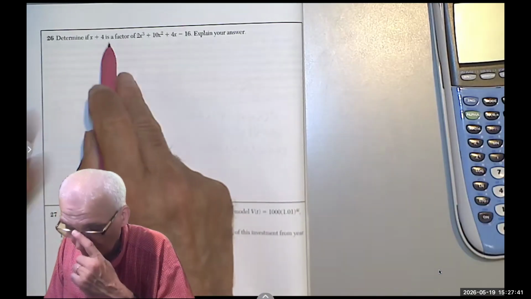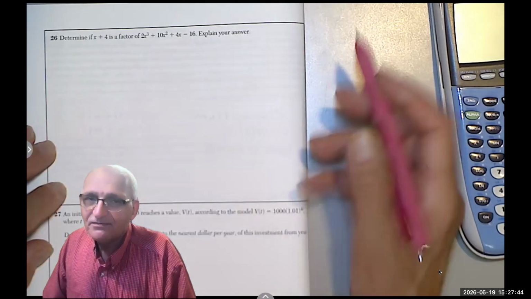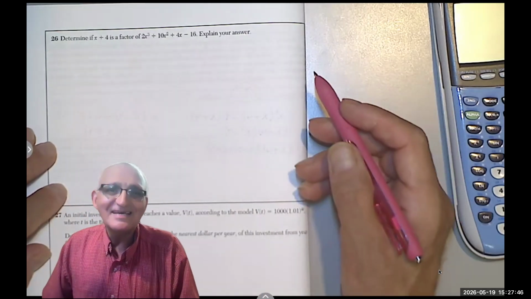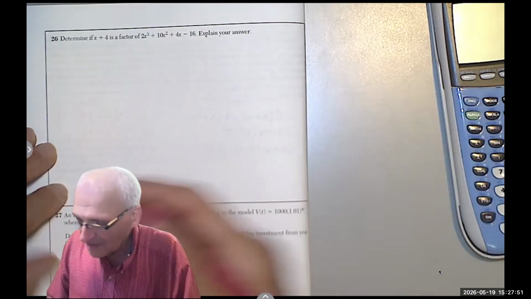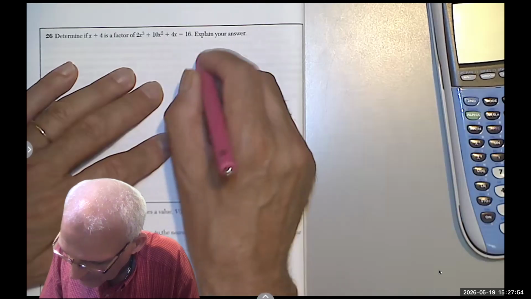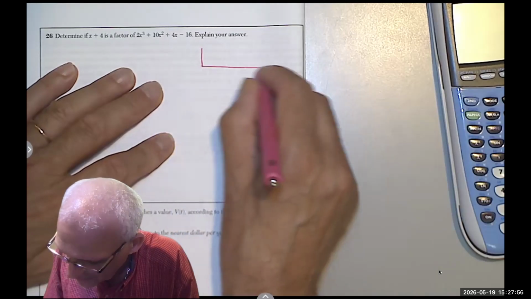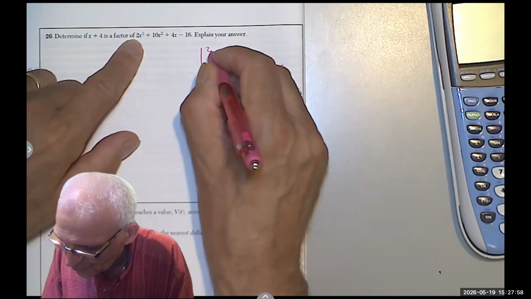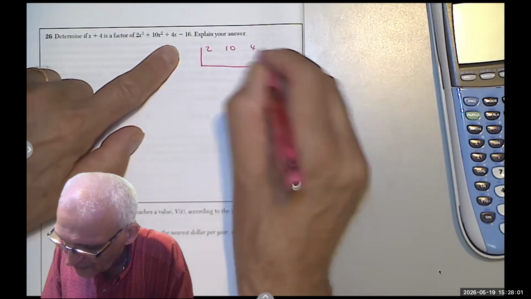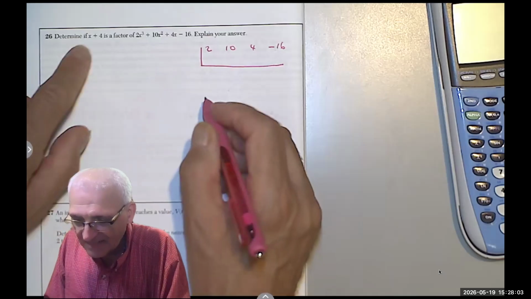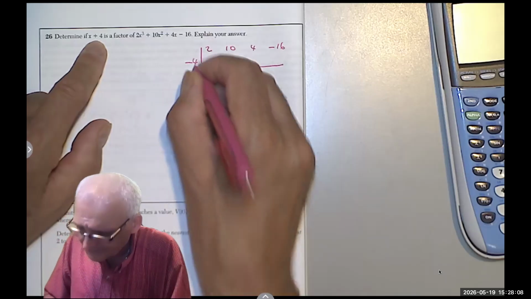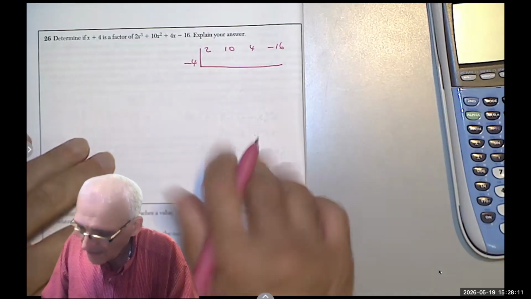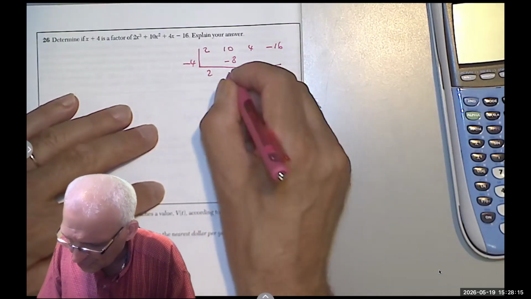Determine if x plus 4 is a factor of that. Again, for the zillionth time, you can use either long division, which we did twice, or synthetic division, which we did once. So I will use synthetic division again. I have 2, 10, 4, and negative 16. And x plus 4, if that's a factor, it means x equals negative 4. So I'm going to write negative 4 here. The 2 comes down, times negative 4 is negative 8. The sum is 2 again.